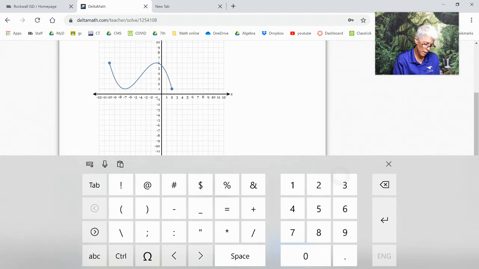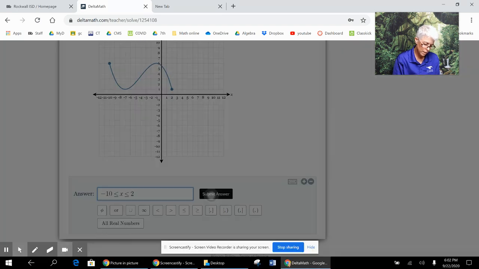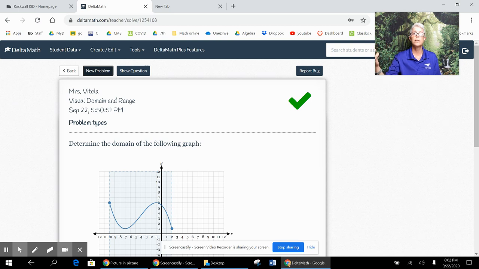I'm going to double check because I don't want to screw this up. It's embarrassing when I do that. Okay, domain, it looks like I did good. I think I did good. Let's see what I did. Submit. Yes. The teacher got it right.